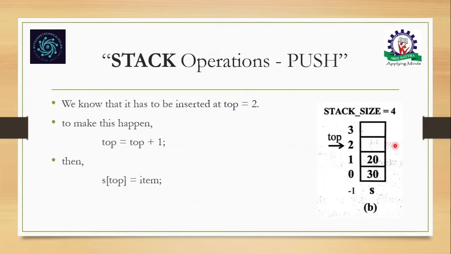So first I need to point at the empty location. The empty location is 1 unit ahead. It means I need to again increment the top by 1 so that I can mark the empty location. The next empty location is 3. Once my top moves to the empty location, I can insert the next item, that is 15, at the place 3.